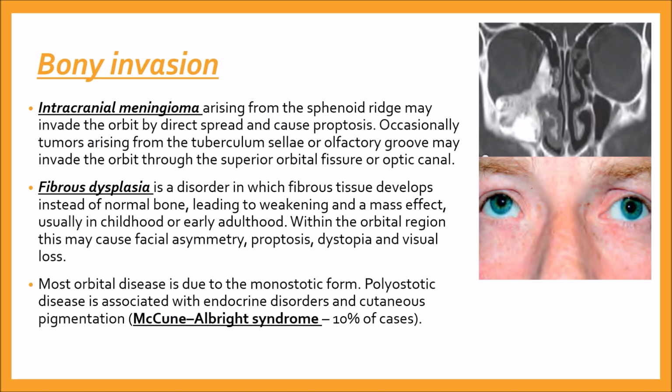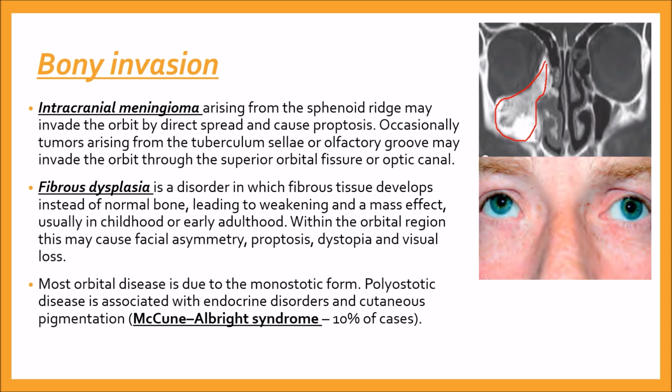Next is the fibrous dysplasia, which is a disorder in which fibrous tissue develops instead of normal bone, leading to weakening and a mass effect, as it is shown in the CT scan, where there is the fibrous dysplasia of the orbit, and you can see the clear difference between the two orbits. This is the fibrous dysplasia here, and there is the involvement of the floor and the medial wall in this coronal section.